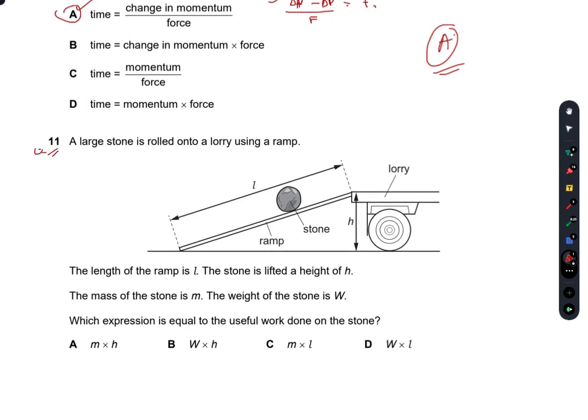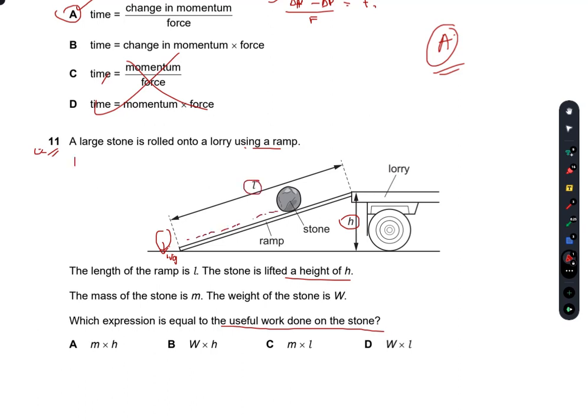Question number 11. A large stone is rolled onto a lorry using a ramp. The length of the ramp is L. The stone is lifted to a height of h. The mass of the stone is m. The weight of the stone is w. Which expression is used to calculate the useful work done on the stone? Now the weight of this ball is acting downward. The weight is acting downward. Now this body is being moved upward on this track, on this L.